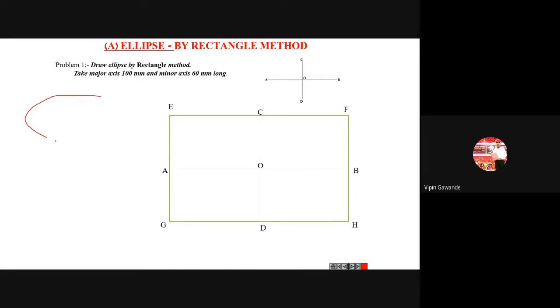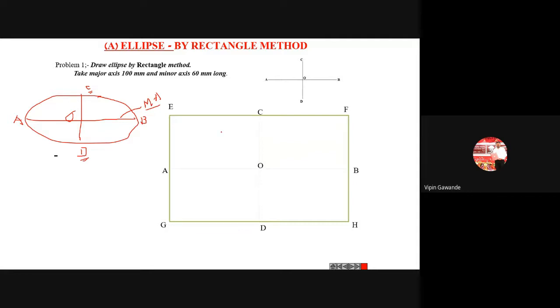What is important? There are 2 axes in the ellipse. The longer axis, that is AB, is called the major axis, and the smaller axis is called what? It is called the minor axis. So that you have to remember. 2 axes are there in the ellipse. One is called the major axis, another one is called the minor axis. So these 2 are there.